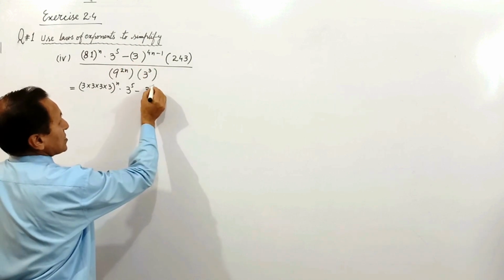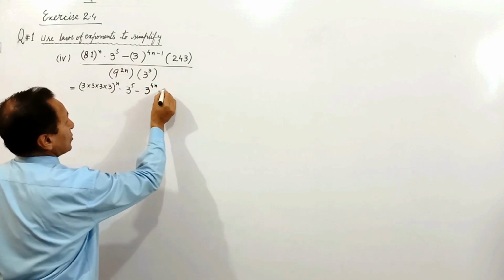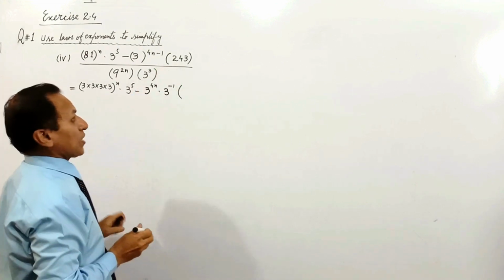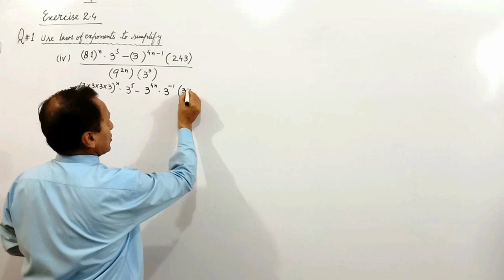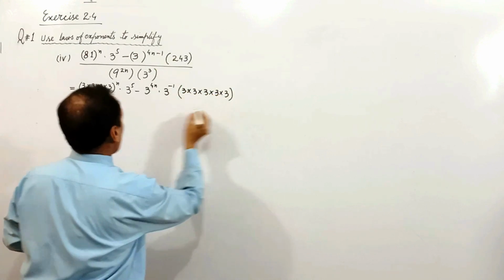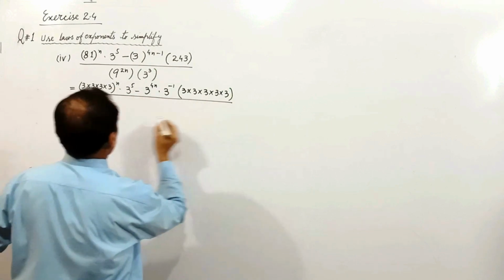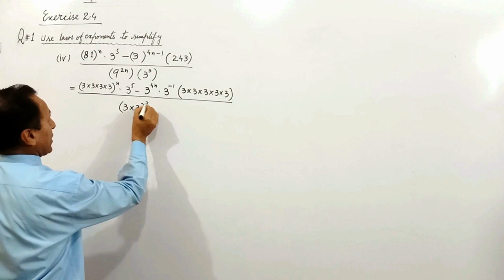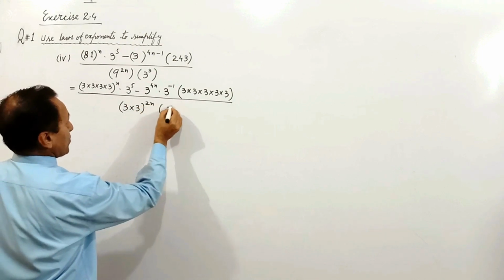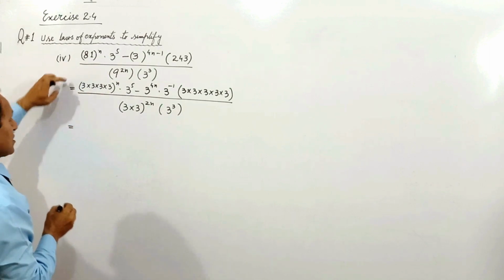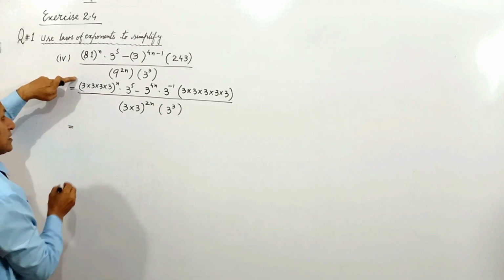3 is the common base, 3 raised to power 4n dot 3 raised to power minus 1. Along with 243, which is a composite number, we get its prime factors. 3 3s are 9, 3s are 27, 3s are 81, 3s are 243. Whole divided by 9, 3 multiply 3 whole power 2n, 3 raised to power 3. In the next step, in a product, the bases are same and the powers are added. That is the law of sum of powers.